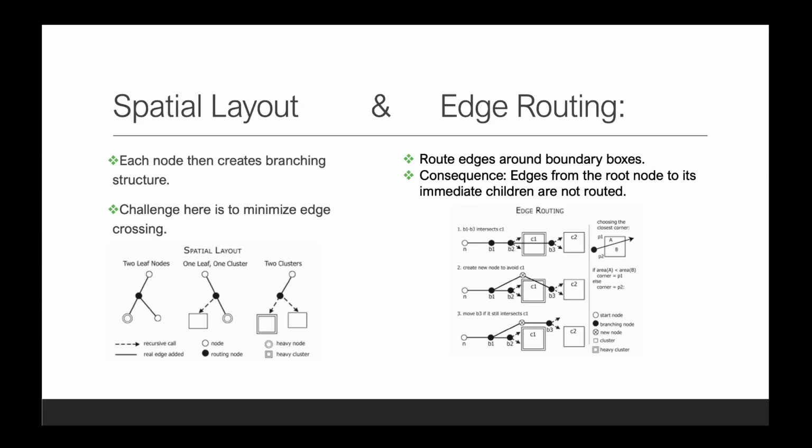Here is another example of what edge routing looks like. We are trying to route two edges B1 and B3, but they tend to intersect a cluster C1. Here they show you the best way to choose the closest corner. If the area of A is less than the area of B, then corner P1 is chosen, else corner P2. In this situation, we have to create a new node to avoid C1. But sometimes even after creating a new node, we are not able to avoid C1, and hence we have to move the B3 node.